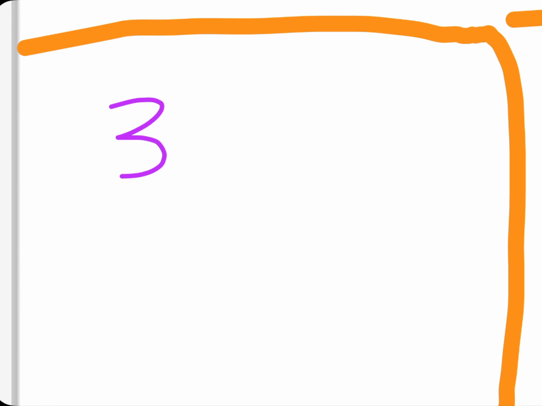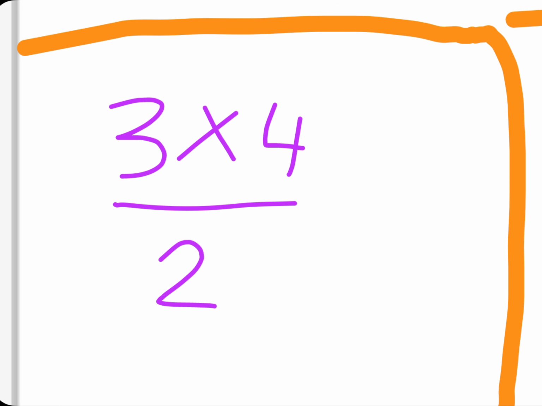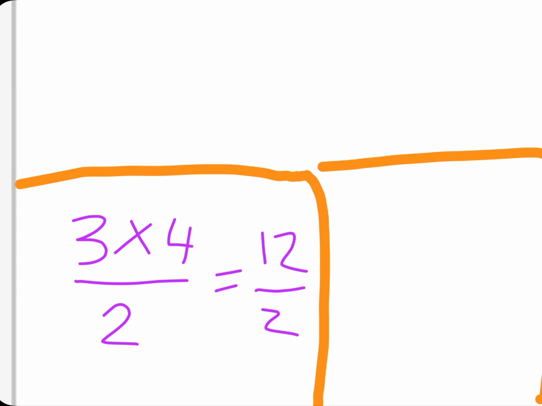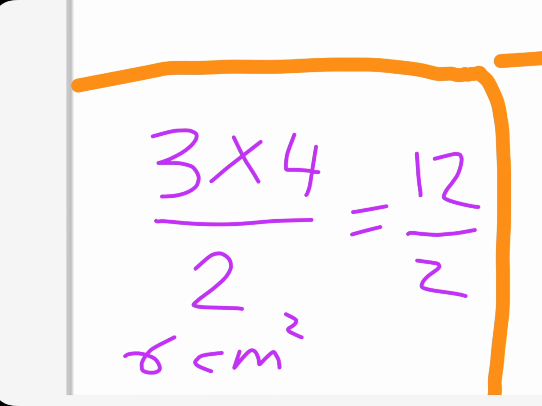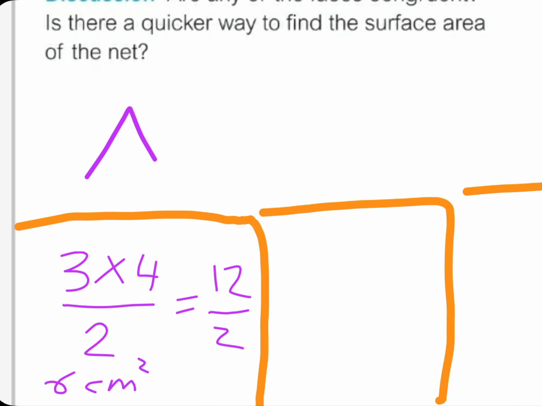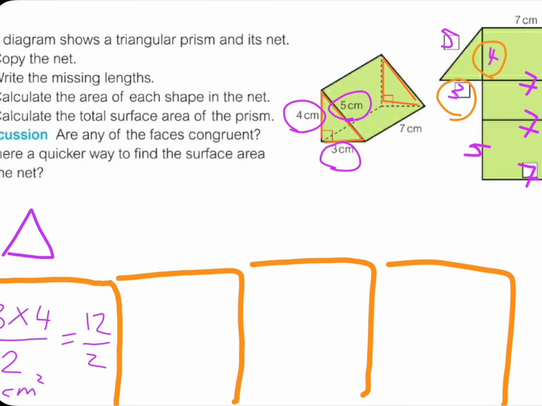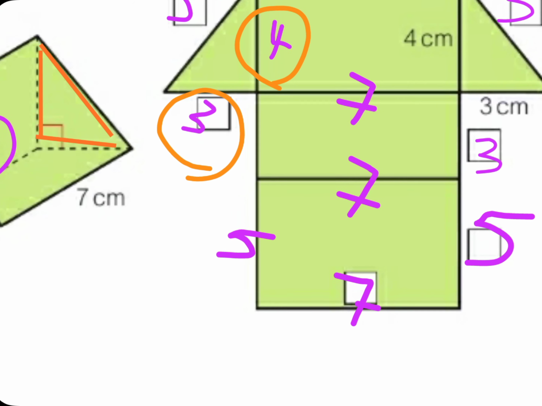Very good. You multiply the base by the height and divide it by 2. So 4 multiplied by 3 is 12. Divide by 2, it's 6. So the area is 6 centimeters square for each triangle. So here we answered the triangle. Each triangle is 6 centimeters square. Now let's take a look at the rectangles.